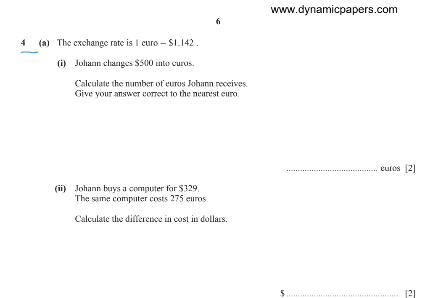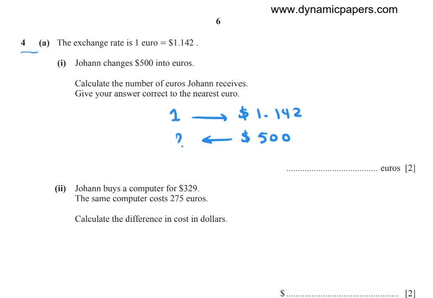4a. The exchange rate is 1 euro equals $1.142. Johan changed $500 into euros. Calculate the number of euros Johan receives. Give your answer correct to the nearest euro. So 1 euro gives you $1.142. So $500 equals how many euros?